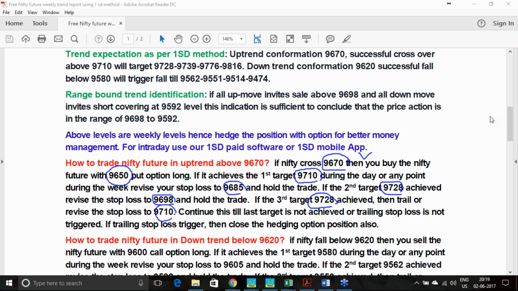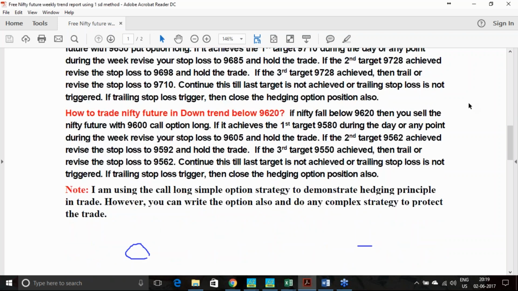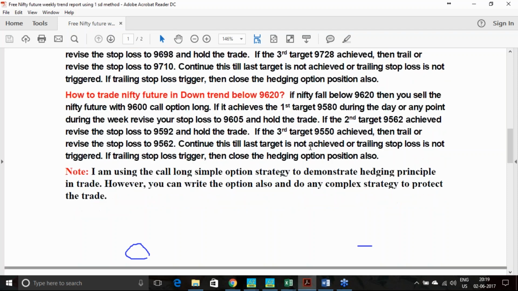And in the same way, if the downtrend breakout gives, then you sell the Nifty future along with one call option purchase. This is the simplest hedging we can implement. Beyond that, we have many complex hedging methods also. Some of the hedging techniques I'll tell you during the course of today's webinar. So if you're selling, you buy a call option and hedge it.